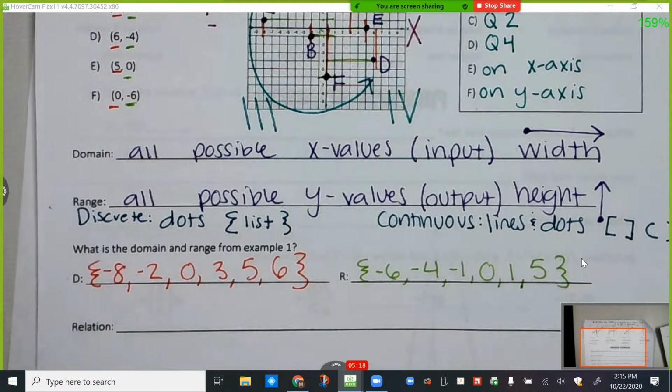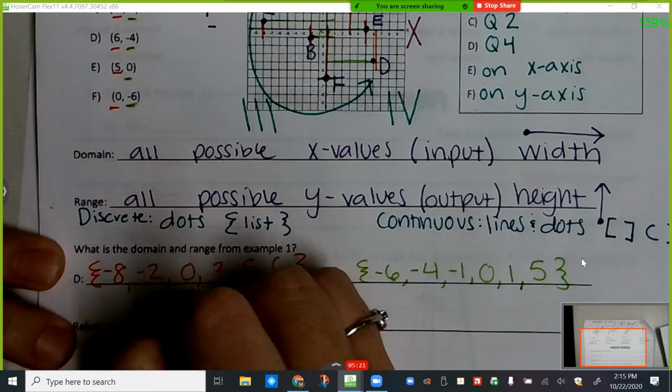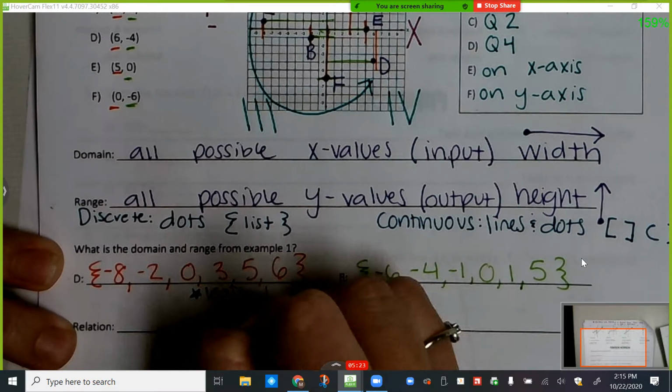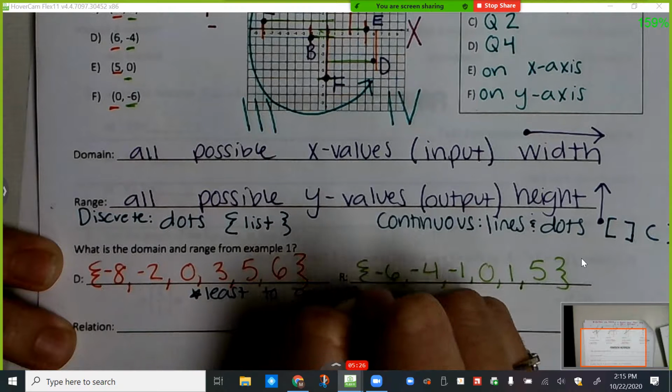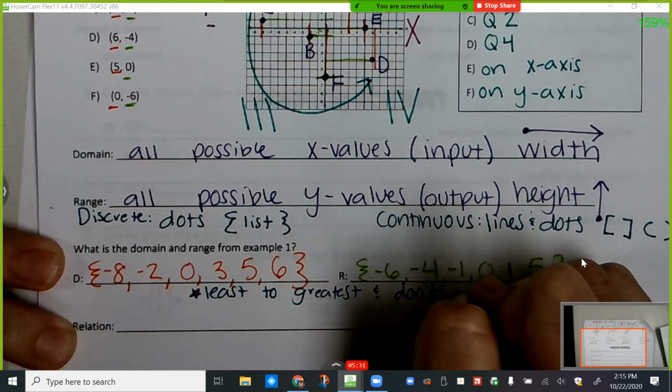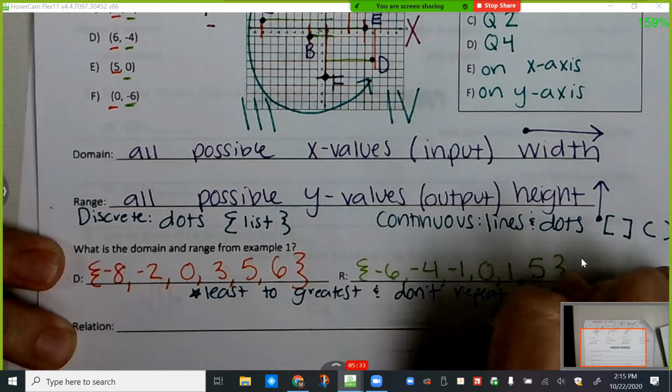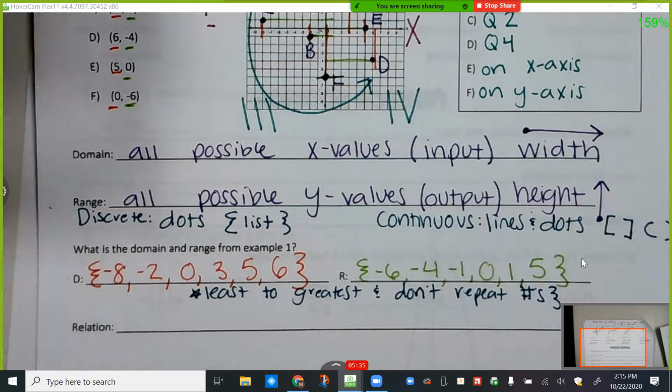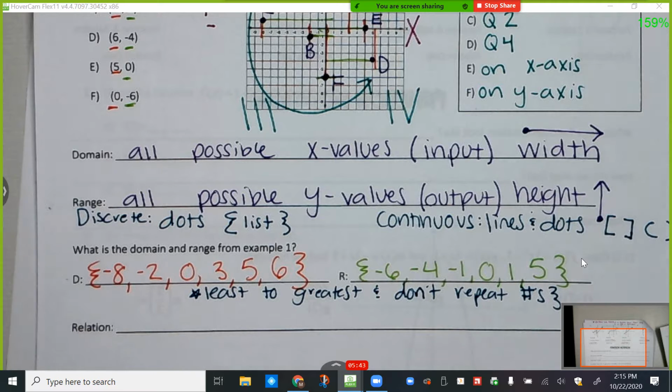Okay, two things to know when doing domain and range. It should always be least to greatest. And don't repeat numbers. So what if there were like two dots at the same height? You would only write that height once, okay? There's an example of that on your practice that I'll show you here in just a second. So that way you know what I'm talking about.